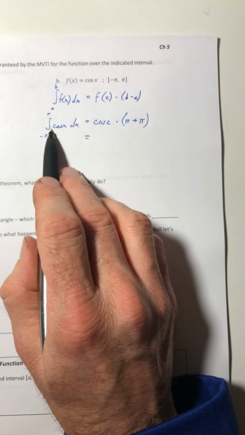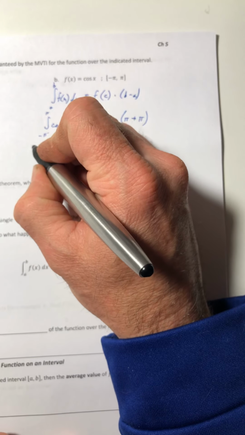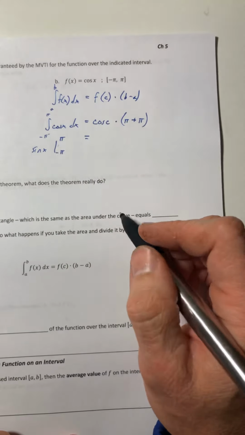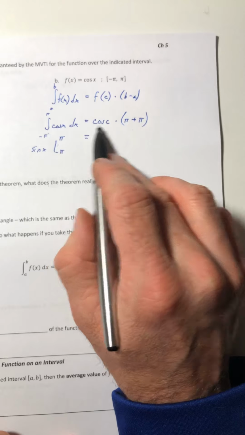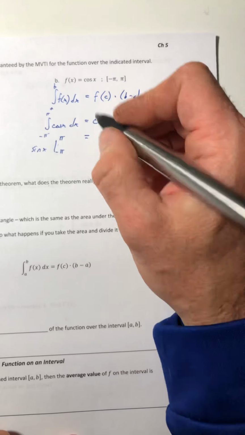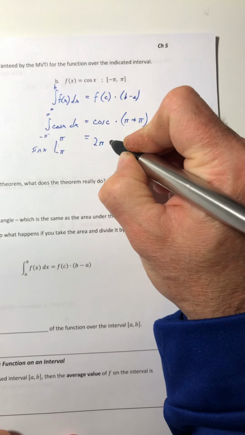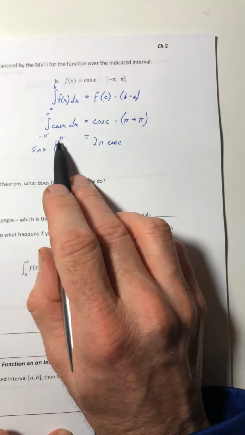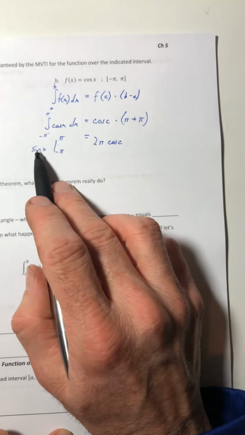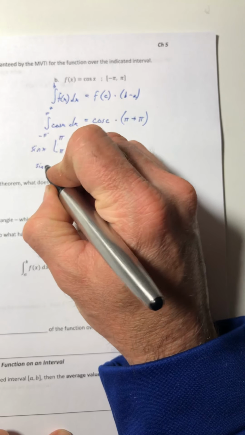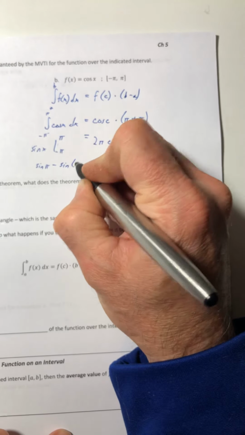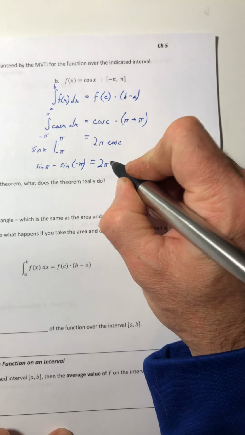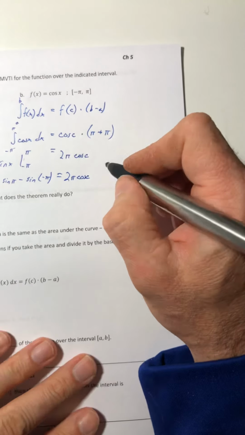So let's go ahead and integrate cosine. The integral of cosine is sine, and I'm going from negative pi to pi. Over here on the right side of the equation, pi plus pi is 2 pi, and I'm going to move it to the front. My cosine of c is still there. So back over here on the left, plug in the bounds: sine of pi minus sine of negative pi. And on the right side, I can't do anything with it. It's still just 2 pi times cosine of c.